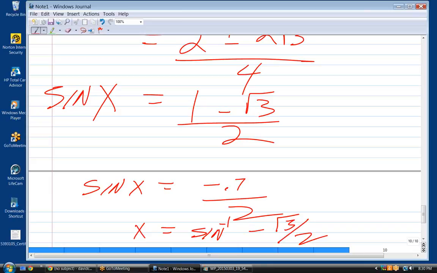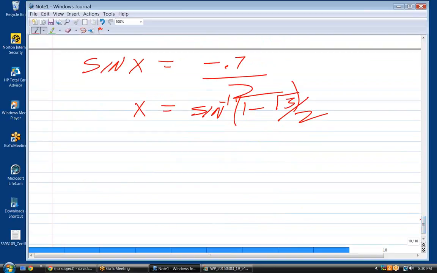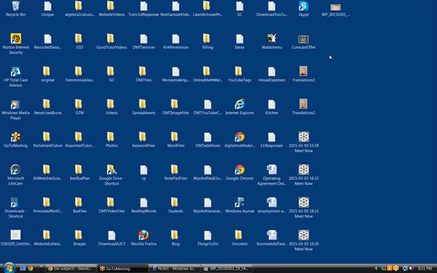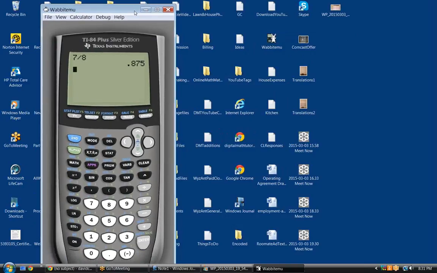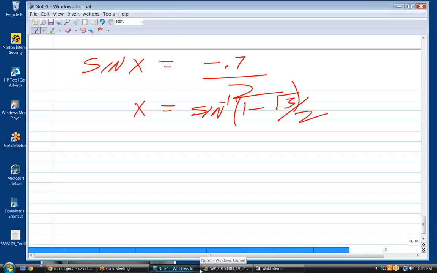Not minus root 3. 1 minus root 3, or just 1 minus root 3. You have your calculator? Yeah. Here, I have mine. You have the TI-83, right? 84. Okay, this one right here. So, what do I want here? I want the inverse sine of 1 minus root 3 divided by 2.